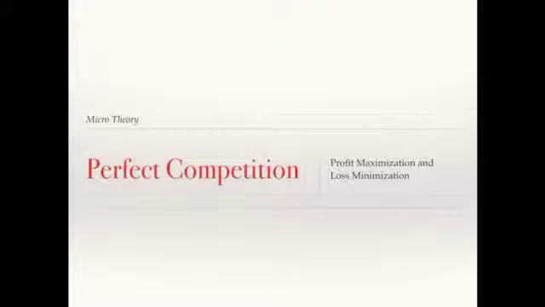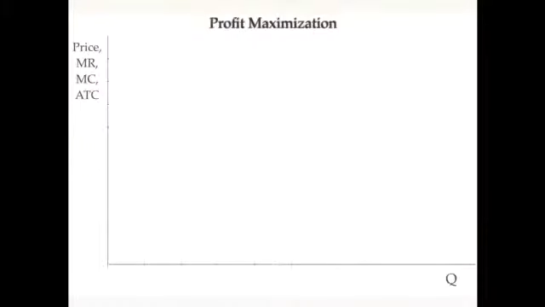And in this particular video lecture, I'm going to talk about perfect competition, in particular, the notion of profit maximization and loss minimization. The purpose of this is just to give you an idea of some of the curves, etc., that are being used to illustrate profit maximization and the points that are important for you to understand to be able to understand these graphs.